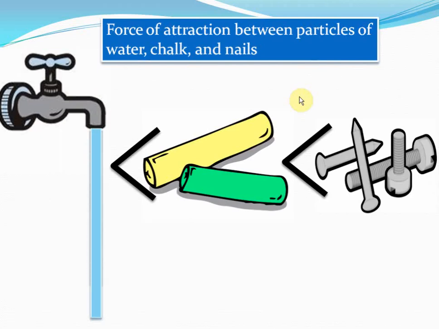On the other hand, the chalk breaks, and the water layer simply can be broken by putting a hand underneath the water. So this tells us that the force of attraction in water particles is less than that of chalk particles, which is less than that of nail particles. So the force of attraction is different for different substances. So that was about the force of attraction between matter particles.